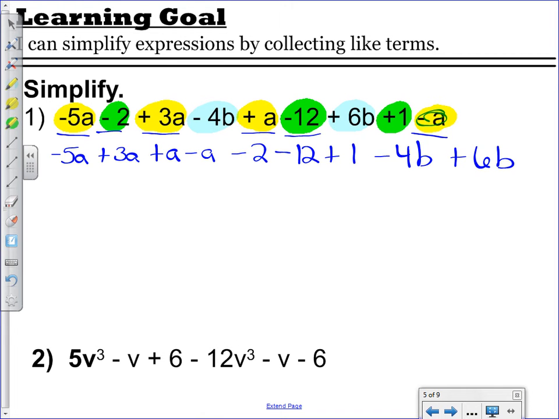I have all the A's here. I have all the constants here. I have all the B's here.